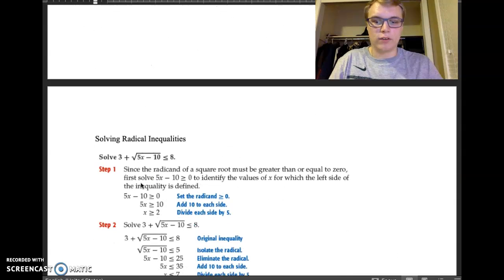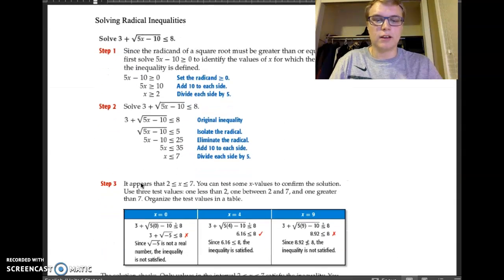And now for this page, this is basically a description of how we're going to solve radical inequalities. So why don't you pause the video to take a read for this, and then we'll apply each step to an example on the next page, okay? So go ahead and pause.